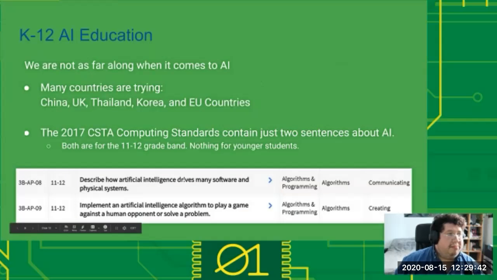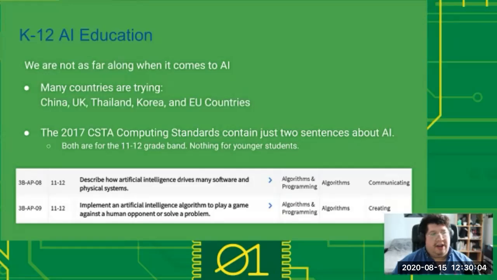But in these standards, even as recent as 2017, there are only two things that touch on how to think about artificial intelligence: how it drives software, and how to play a game against a program. And they're geared towards 11th and 12th graders. Nowhere do we have this conversation early enough with young students, especially the children we've been working with for the past couple of years in that 7 to 14-year-old range, on how to really create and tinker with these ideas.